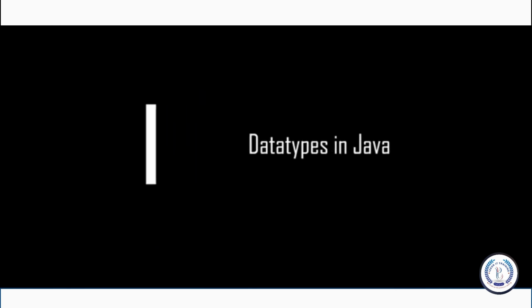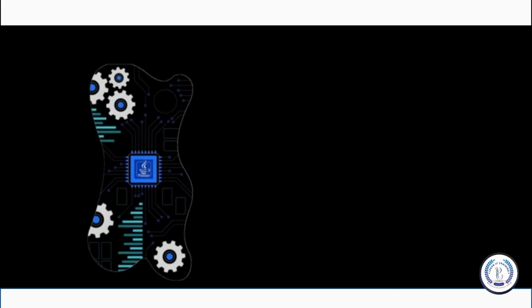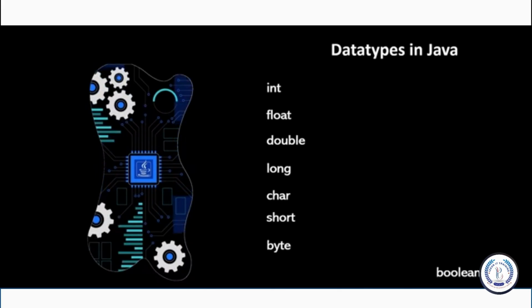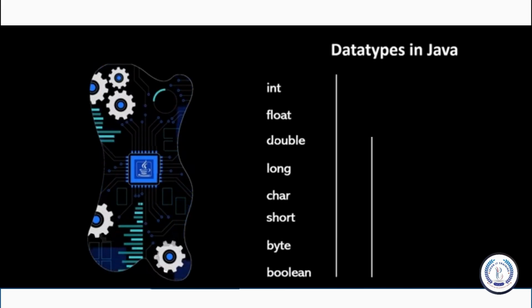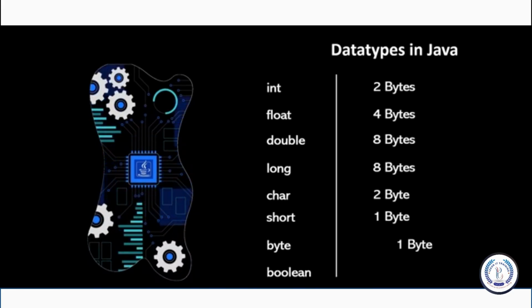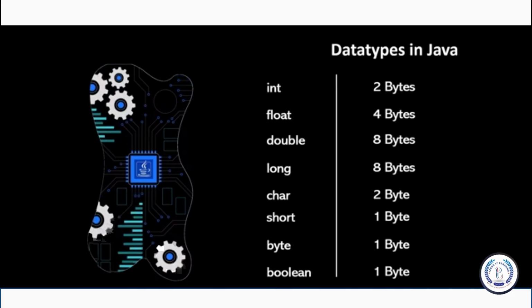Now, the next part is the data types. The data types supported in Java programming language are int, float, double, long, short, character, byte, and boolean. Now, let us also go through the size of each data type supported by Java. Java supports 2 bytes for integer data type, 4 bytes for float data type, 8 bytes for double, and 8 bytes for long. Followed by that, 2 bytes for character data type, 1 byte for short, 1 for byte, and 1 byte for boolean. These data types are called as primitive data types.